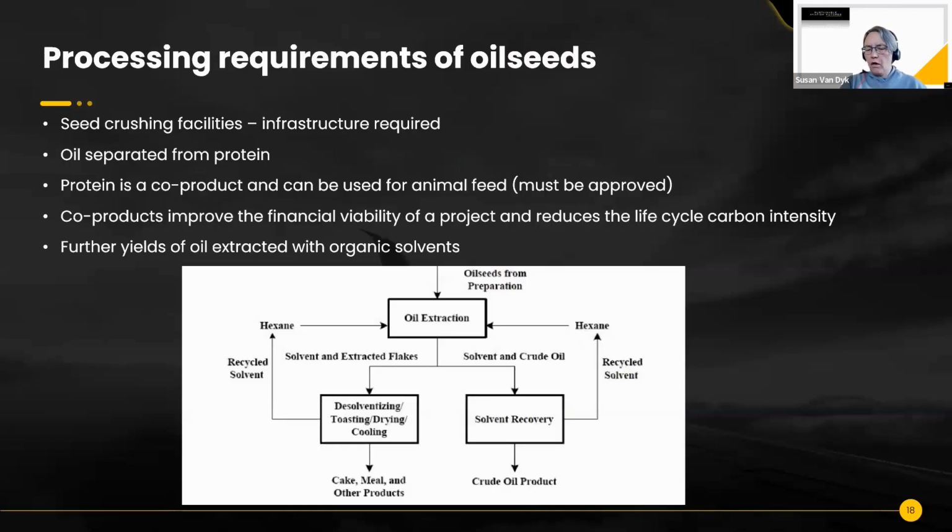So when you harvest the oil seeds, talking about the supply chain, the first thing is you need a crushing facility. So you need infrastructure for that. This is where the oil is separated from the protein. The protein is used as a co-product. And this is also a really important issue, because when you have co-products that you can sell, it improves the financial viability of a project and also reduces the life cycle carbon intensity.